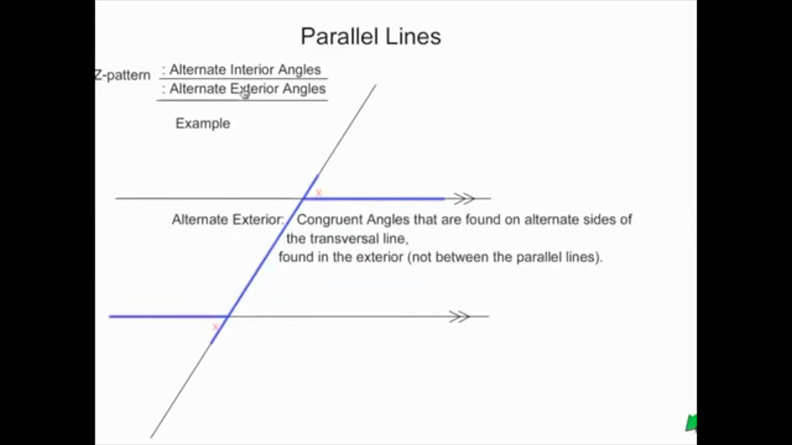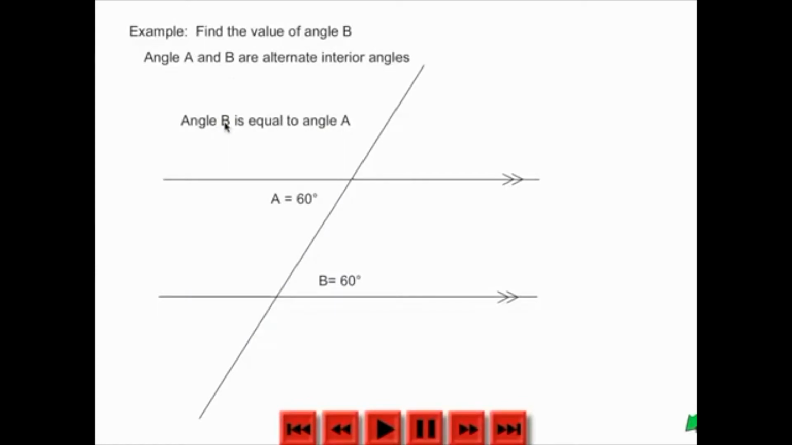This is alternate exterior. These are kind of hard to see as Z patterns. They're found on alternate sides of the transversal on the outside. That's why they're called alternate exterior. Here's an example. If you have these two angles, angle A is equal to angle B, and here's the Z pattern. These are alternate interior angles, and they're identical. So if this is 60, then that's 60 as well.